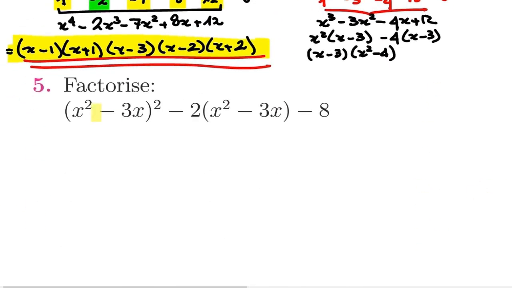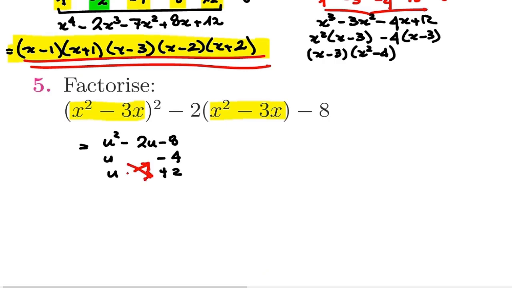Our 5th question, this one isn't difficult. Let's call this u. u squared minus 2u minus 8. Let's factor this like this. u, 4 times 2. This one is minus, this one is plus. We multiplied diagonally and added. Minus 4u plus 2u makes minus 2u. So we take our factors horizontally. Now, u minus 4, u plus 2.